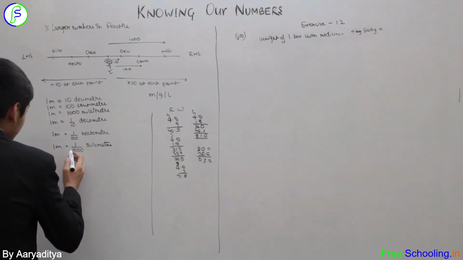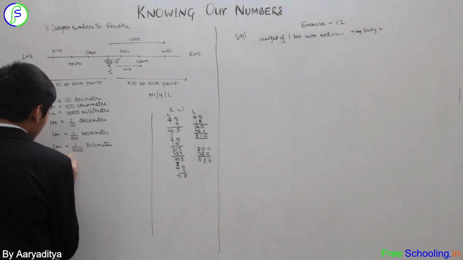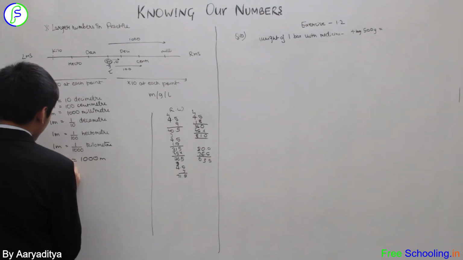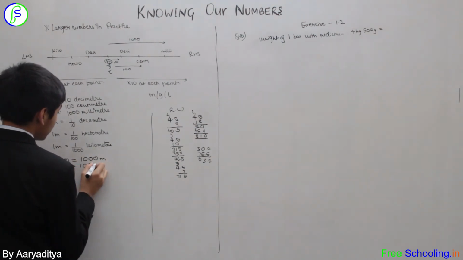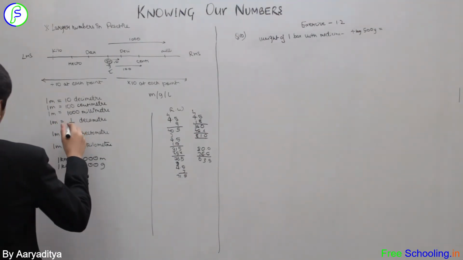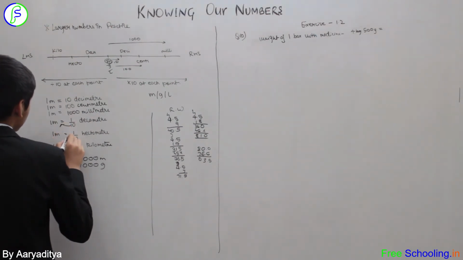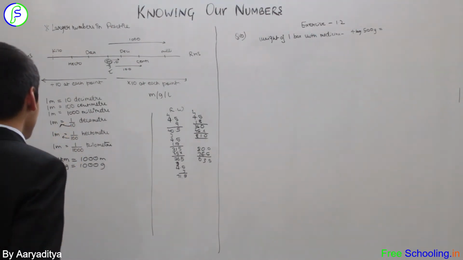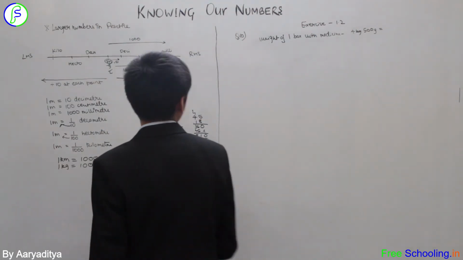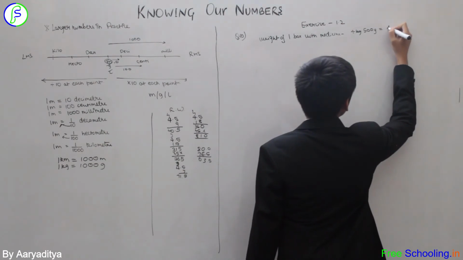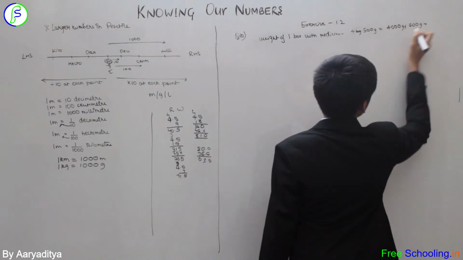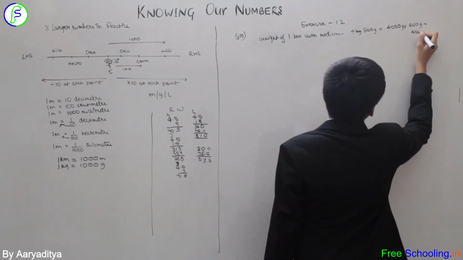Let me tell you, when this goes up, 1 kilometer becomes 1000 meter. Similarly, 1 kg becomes 1000 grams. That can also be done by taking 10 to the other side. It'll be easy for you. So 1 kg is 1000 gram, 4 kg is 4000 gram. In total we get 4000 gram plus 500 gram, that becomes a total of 4500 grams.